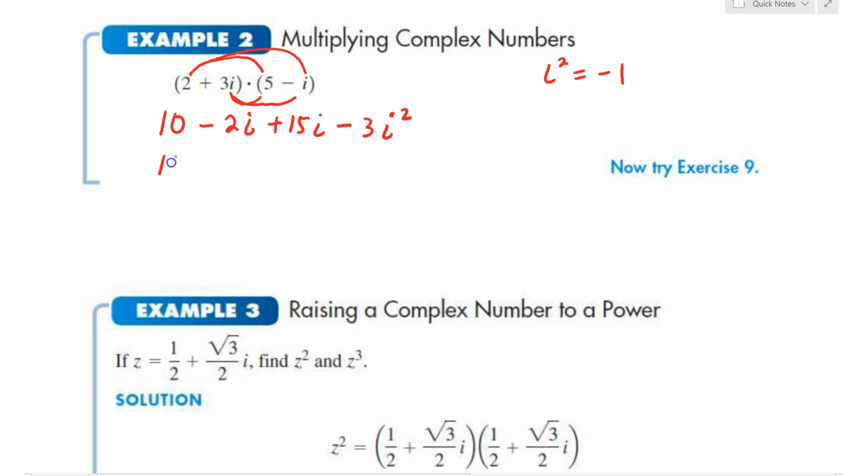So we have 10. We're going to simplify. We're going to add these two. So it's positive 13i minus 3 times -1. So we have 10 plus 13i plus 3. So we want it in standard form, so we have the real part. 10 plus 3 gives you 13 plus 13i.